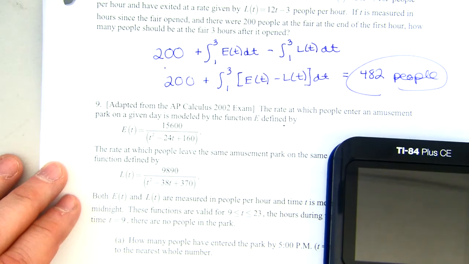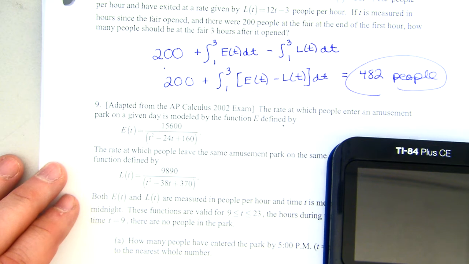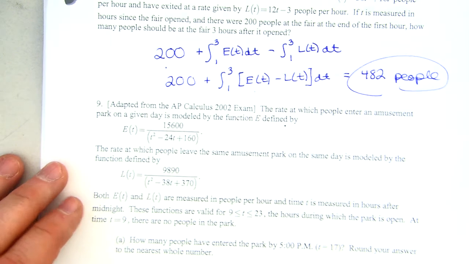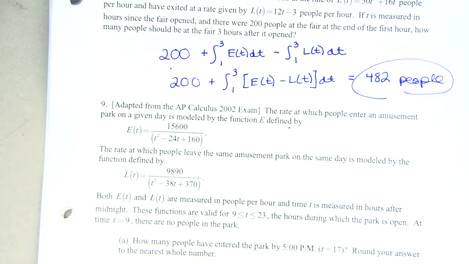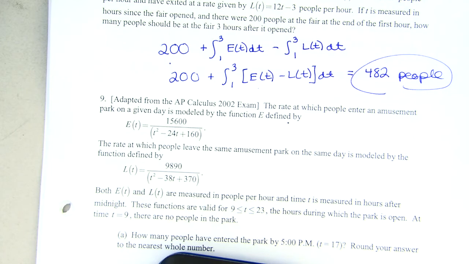Inside the integral, you're going to say for instead of y1 comma x, you're going to say y1 minus y2 comma x comma 0 comma 1 comma 3. Store those things in the calculator, please, for number 9.